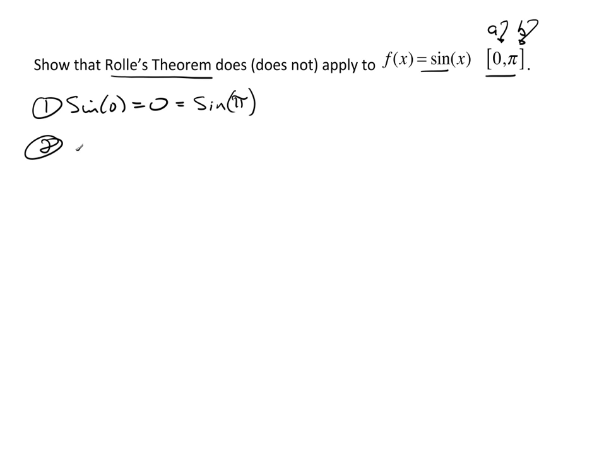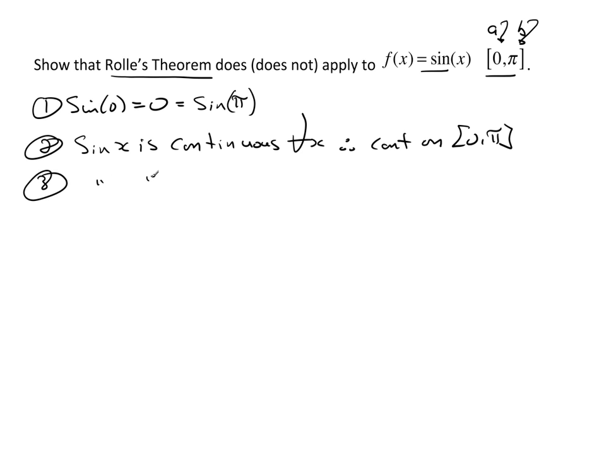Another condition, which I said earlier, is that sine of x is in fact continuous for all x. Therefore, clearly it's continuous on 0 to pi. And likewise, sine of x is differentiable for all x. Therefore, it's definitely differentiable on the open interval, 0 to pi. So everything here that's needed for Rolle's theorem works.